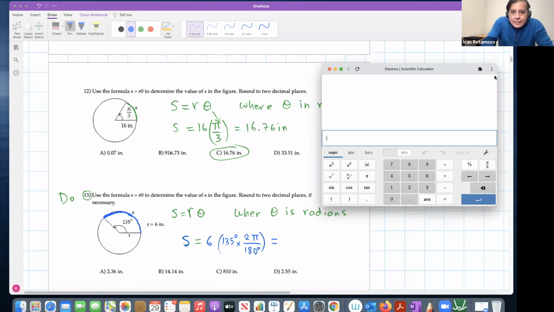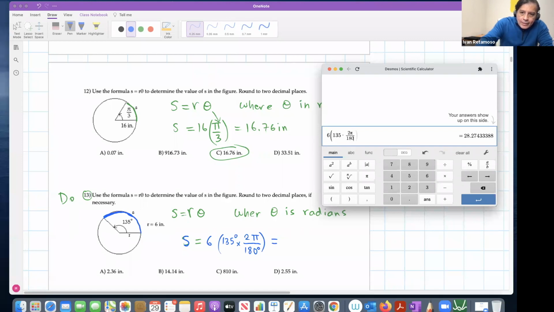So I'm going to do 6 times. Notice how I use parentheses, so I don't have to type the multiplication symbol. Times, well, here probably I can type it, multiplying the fraction with 2 pi on the top and 180 on the bottom. Type this nicely, and you get the right answer. Close parentheses and it's there.